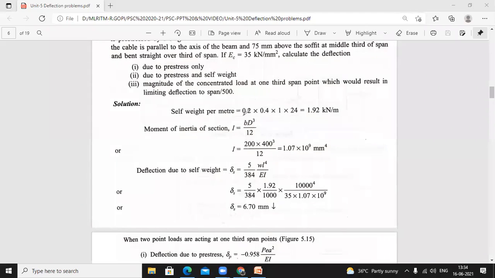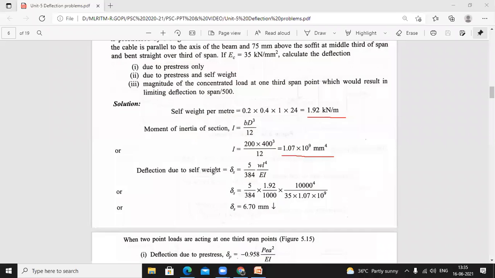They have given the size of the beam: 0.2 into 0.4 into 24. The density of the concrete, normally we take 24. The answer is 1.92 kilonewton per meter. Next, moment of inertia, bd cube by 12. So it is 1.07 into 10 power 9 mm power 4. Next, deflection due to self-weight.